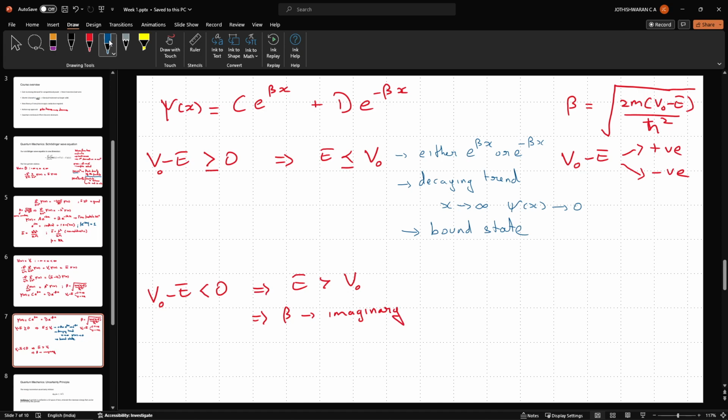This implies, for E greater than V0, the solution is the same. Because what will happen if I substitute this by an imaginary number? I will get a solution that is similar to the free particle solution. So in this case, the solution is the same as the free particle solution.